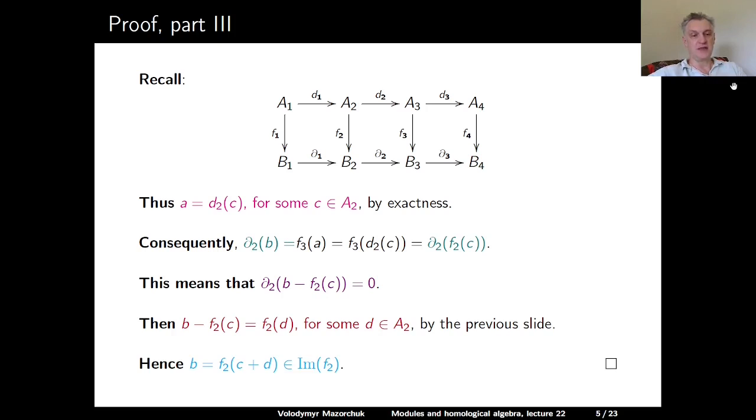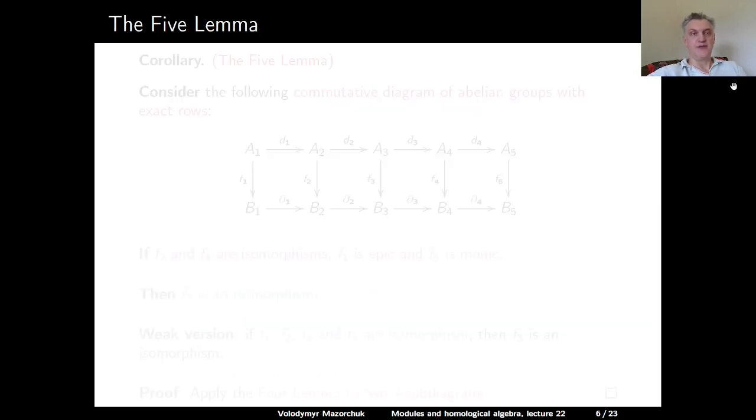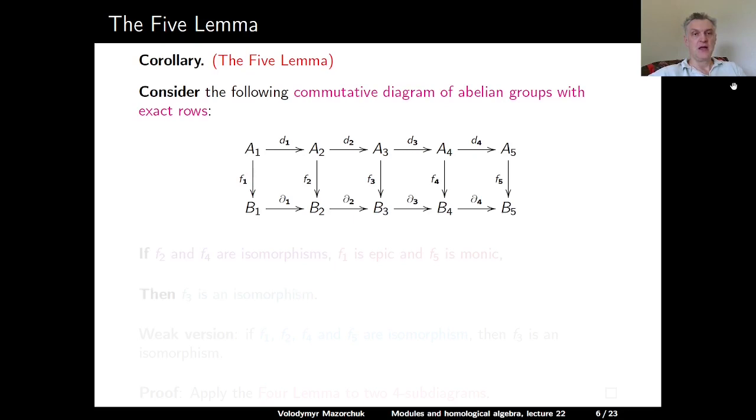Moving F2 of C to the other side, we write B as the image of C plus D under F2, which manifestly belongs to the image of F2. And this completes the proof. The 4 lemma has a number of consequences, and one of them is what is classically called the 5 lemma. So this is a corollary from the 4 lemma.